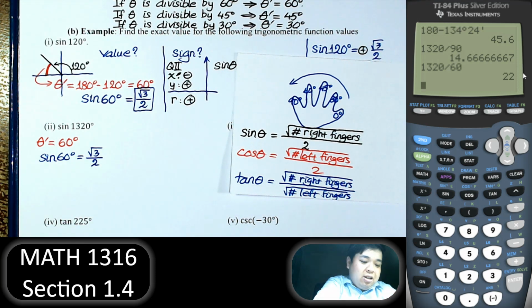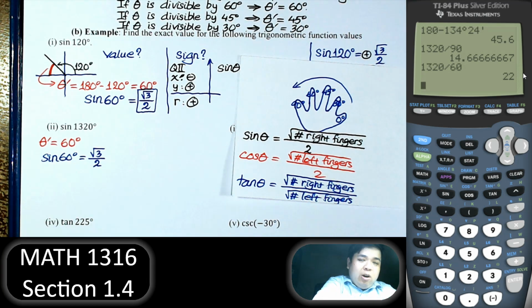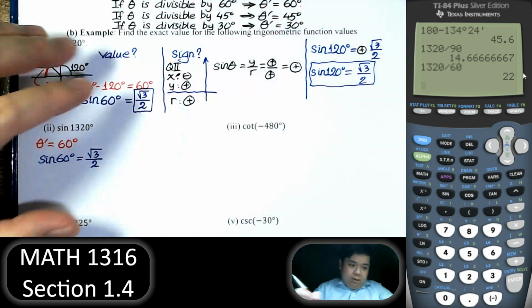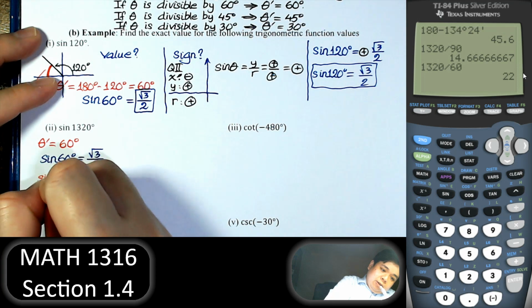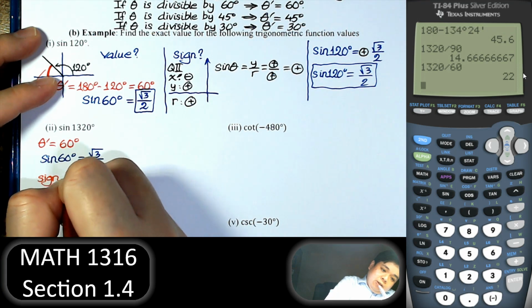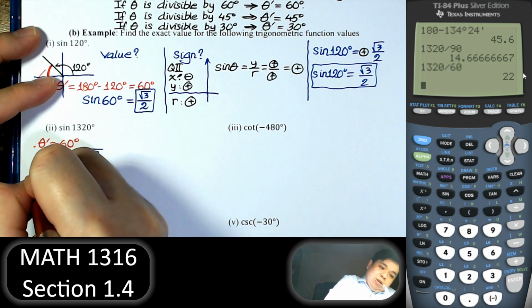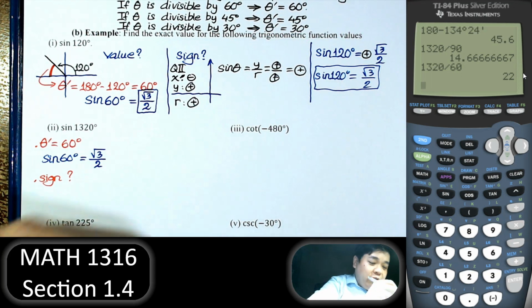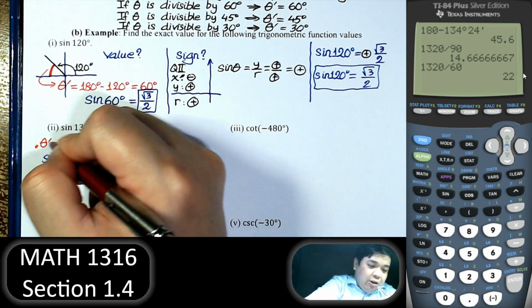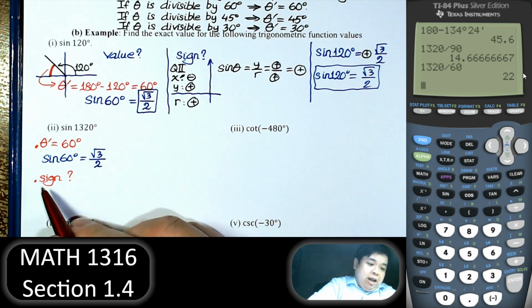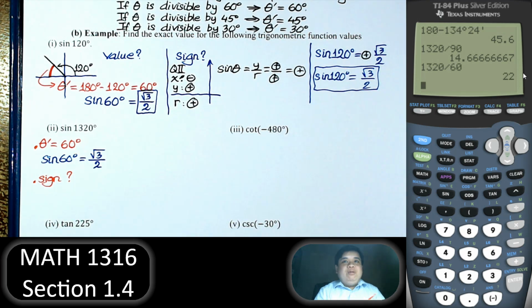Now the sign, is that going to be positive or negative? So when we're trying to find the trig values, we do two things: find the reference angle and the value, and then determine if it is positive or negative. That's simple enough, right?